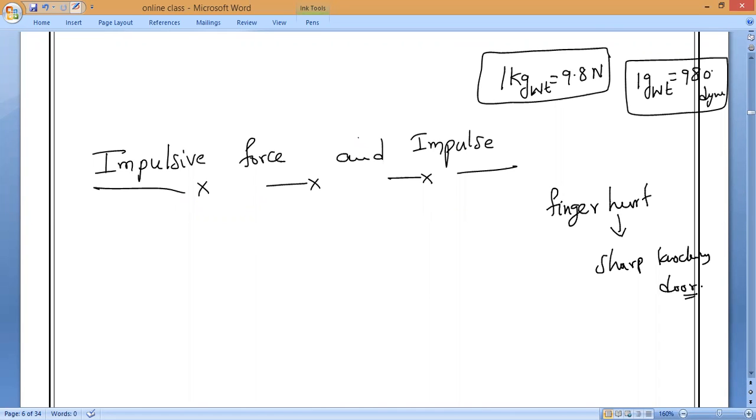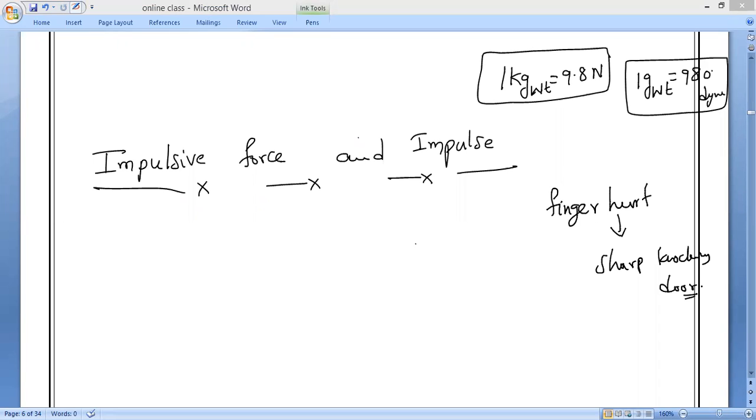So more painful it will be because when we are unfortunately hitting any hard surface, then within a fraction of a second, what is happening? The momentum of our hand becomes zero within a fraction of a second. Understand, in a very short interval of time, so that large force will be imparted on the door. That is why it will hurt our hand or finger and all. So this is called impulsive force.